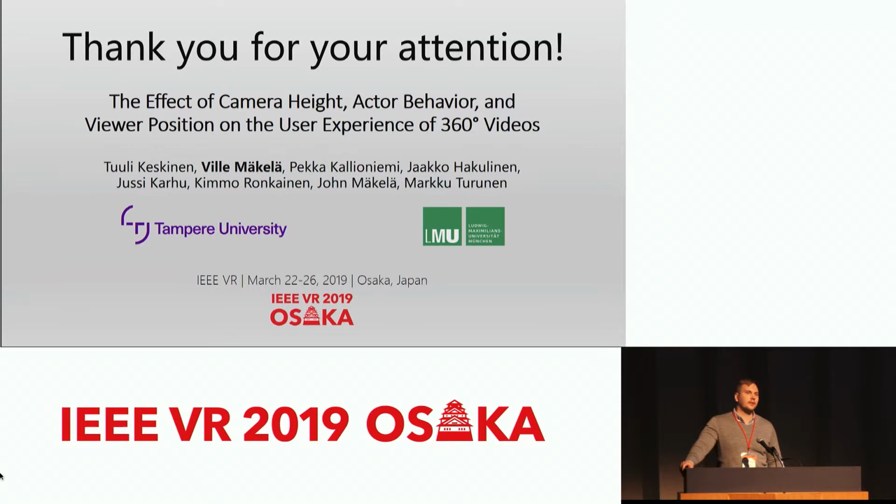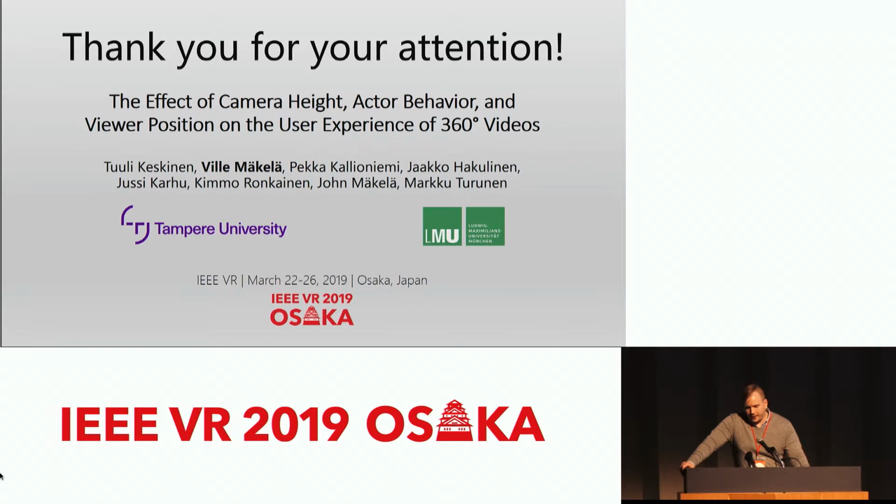I'm Chris from the HIT Lab New Zealand, doing research on 360 video storytelling as well. I have two questions, so I can ask them together. First is the choice of the actor behavior. You have the close, far, and moving. How was that chosen? Because it looks like they are related to distance and movement as well.